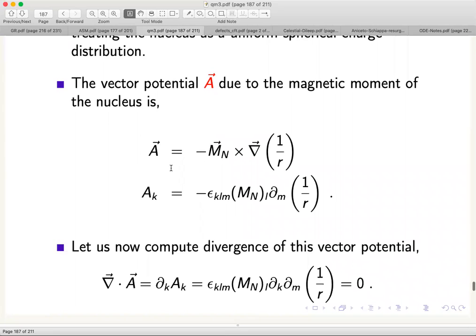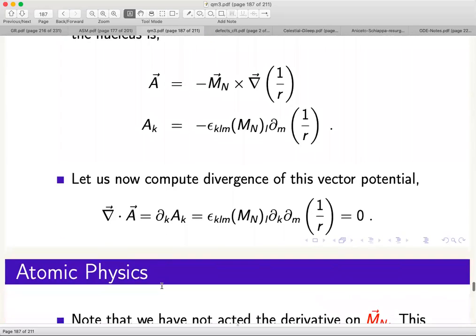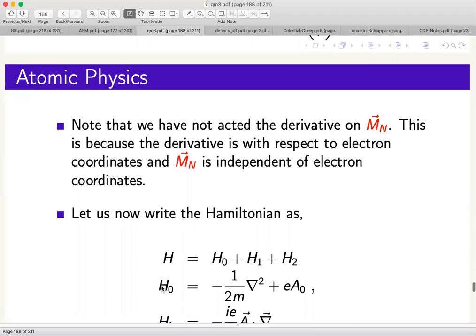So the vector potential actually has a form which is related to the nuclear magnetic moment times the gradient of 1 over r, and you can write it in this particular form by explicitly writing out the cross product. So we want to compute del dot A for this vector potential, and you can easily check that del dot A would vanish simply because the derivative del K del M acting on r is anti-symmetrized because of the epsilon tensor. As we said last time, these derivatives are with respect to electronic coordinates, and Mn is a function of nuclear coordinates, and therefore this derivative del K doesn't act on Mn. So this is the stuff that we talked about last time.